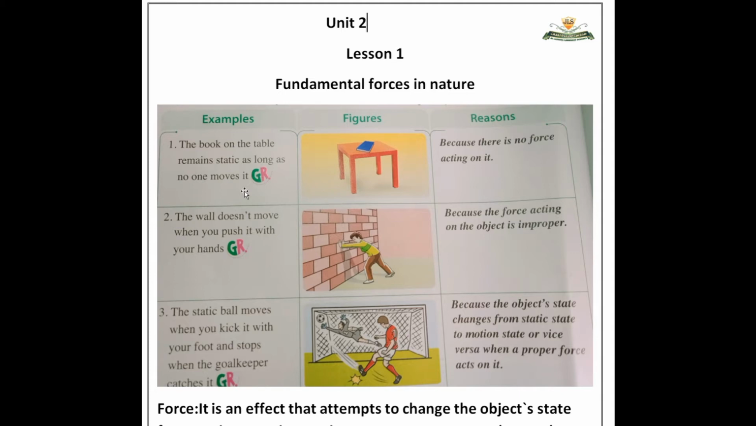Example number 2: the wall doesn't move when you push it with your hands. Why? Because the force acting on the object is improper. I act with force, but this force is improper.